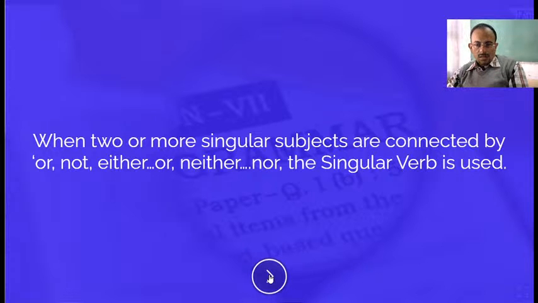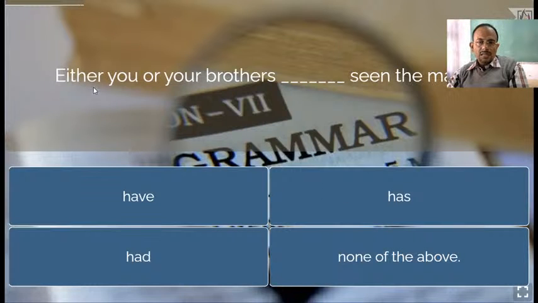Now next you see, either you or your brothers dash seen the match. So this one, how will you do this one? Tell me. Either you or your brothers dash seen the match.